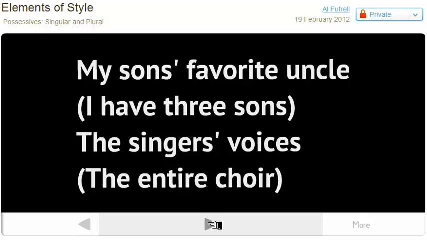The singers' voices. The entire choir. Not one singer, but everybody in the choir. Also notice here, the word sons, there's no apostrophe. The plural of son is S-O-N-S with no apostrophe. Please remember that.